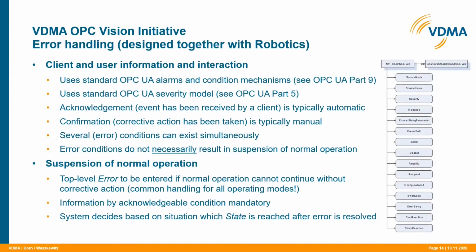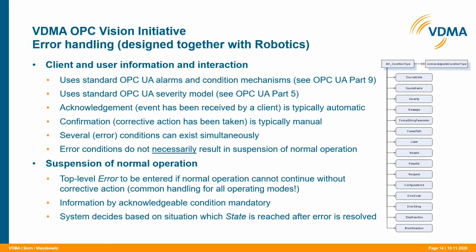In the area of error handling, we have worked closely together with the robotics group. The specification uses standard OPC UA mechanisms like alarms and conditions, and follows the severity model of OPC UA Part 5. The model distinguishes between acknowledgement, indicating that an event has been received, which is typically done automatically by the OPC UA client, and confirmation, indicating that corrective action has been taken, which is typically done manually. Purely informative events may require neither. Conditions may, depending on their severity, require acknowledgement only, or acknowledgement and confirmation.